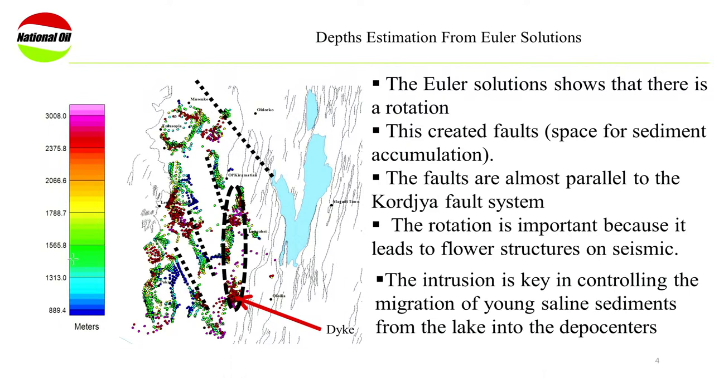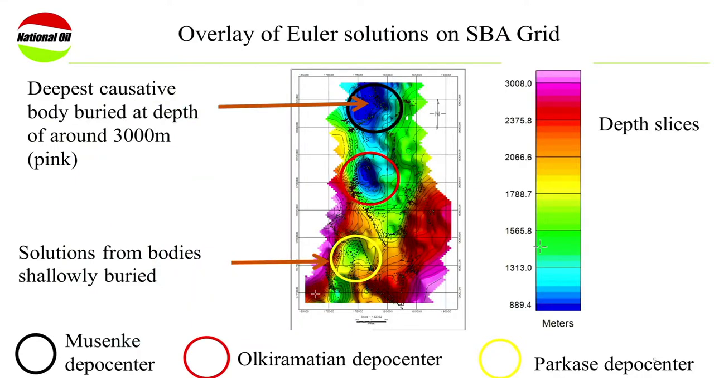And the solutions here, this is an intrusion that blocks. This intrusion is very essential in this study because it blocks migration of sediments from Lake Magadi towards our depot centers. The depot centers are on the left. An overlay of Euler solutions on the simple Bouguer grid is very essential because Euler solutions give us information in terms of depth, but Bouguer gives us the highs and lows.